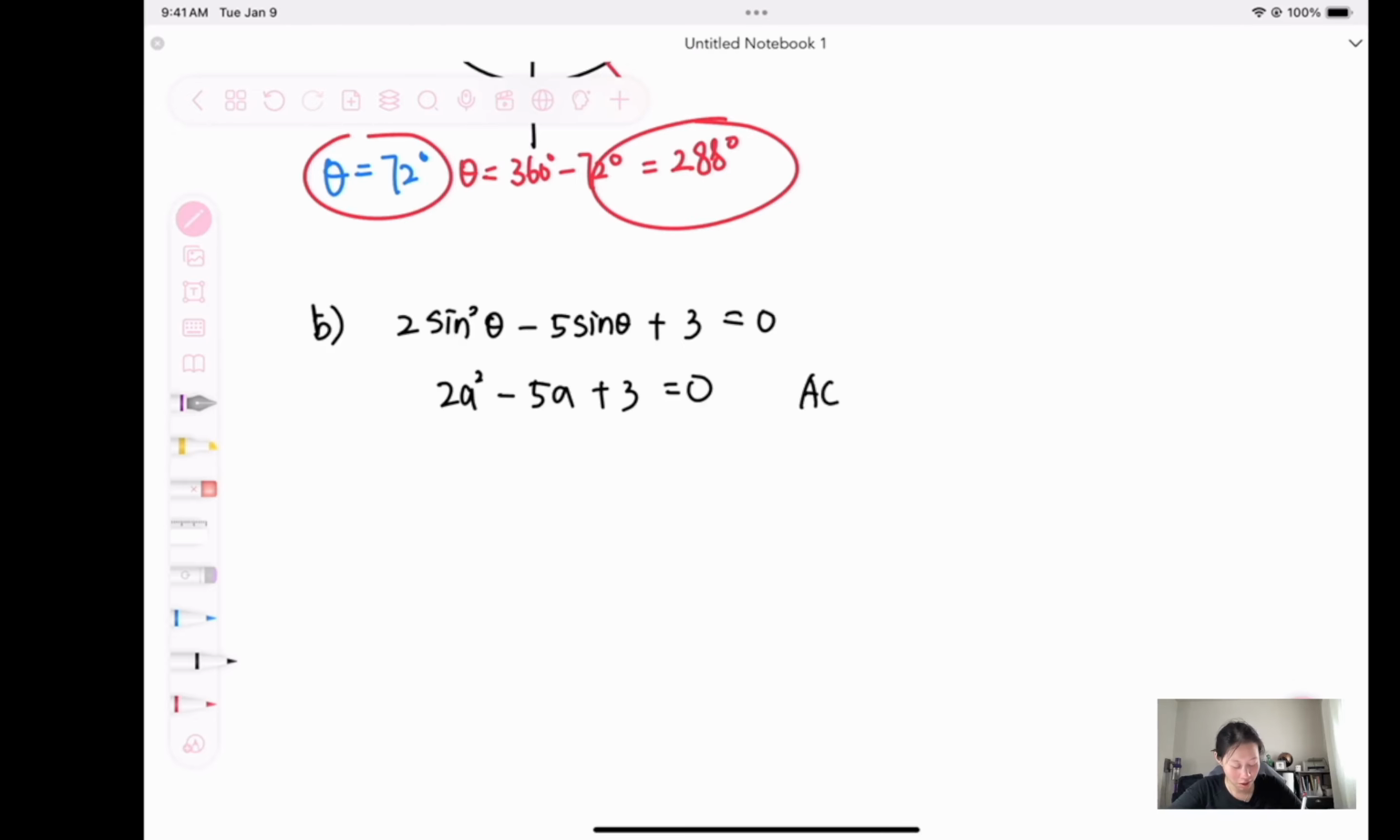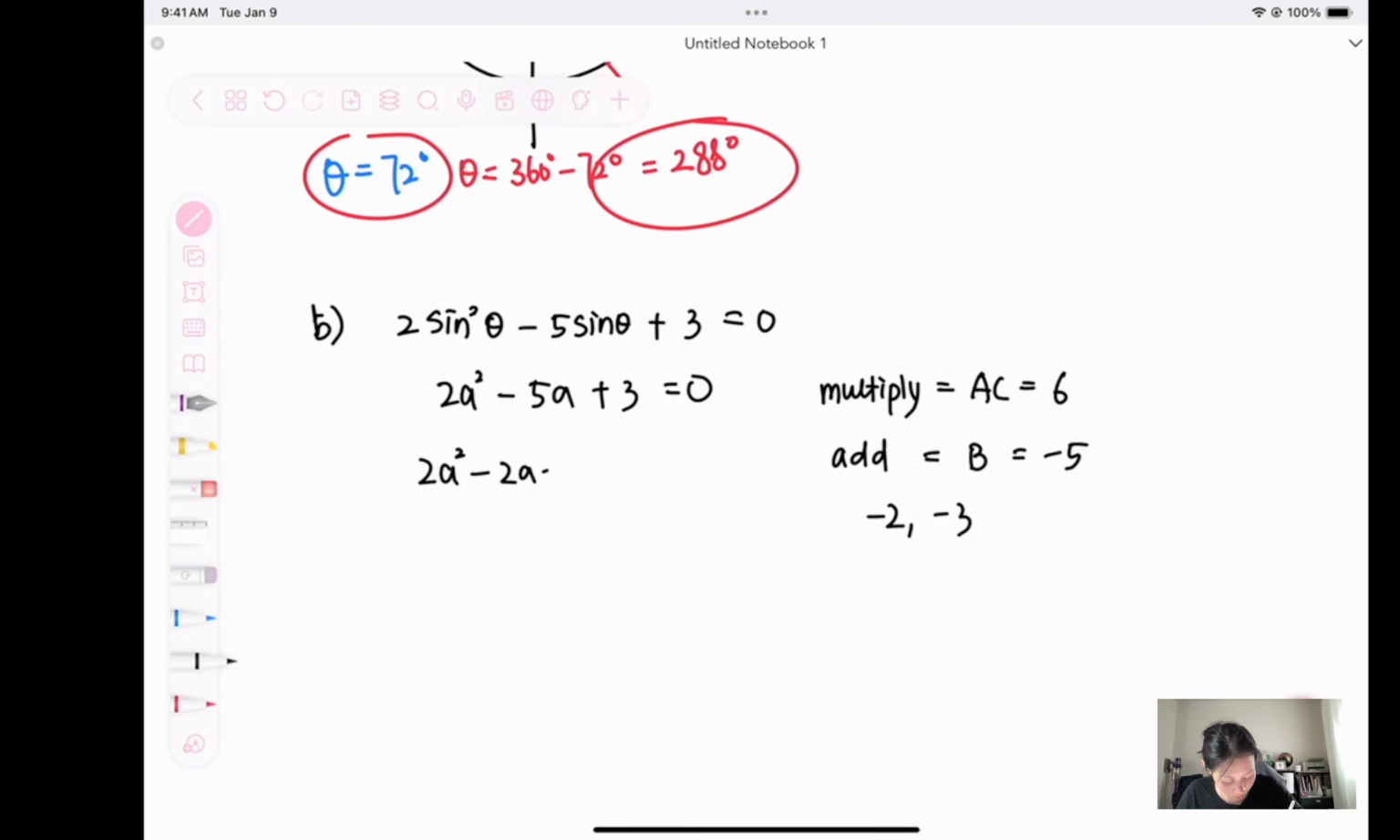So the AC method says that I want two numbers that multiplied together equal a times c. When they multiply, they equal a times c, which is 2 times 3 is 6. And when they add, it equals b, which is -5. So what would be those two numbers? It will be -2 and -3. So that means I have 2a squared minus 2a minus 3a plus 3.